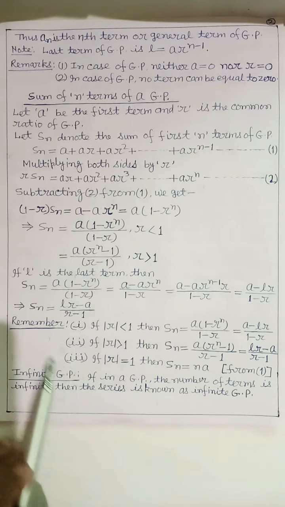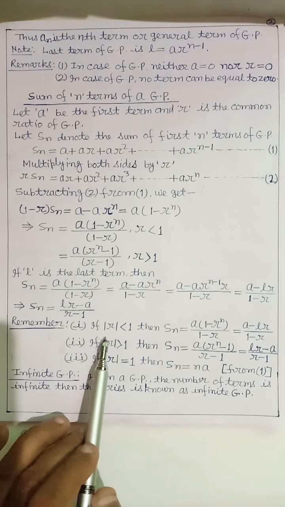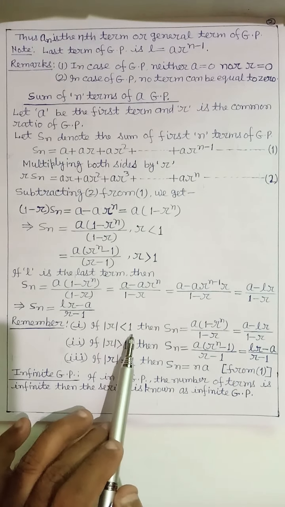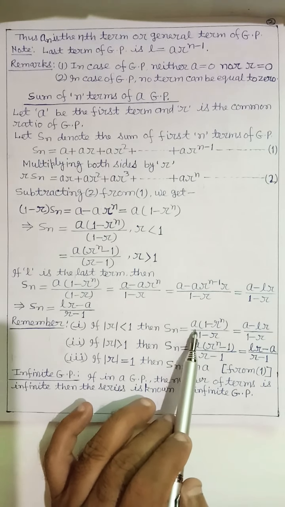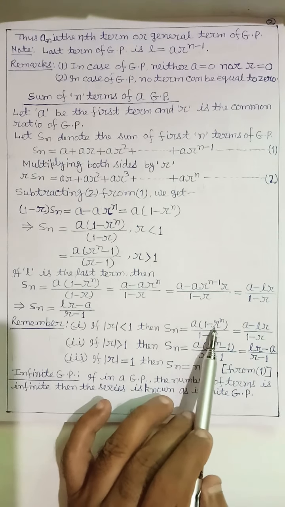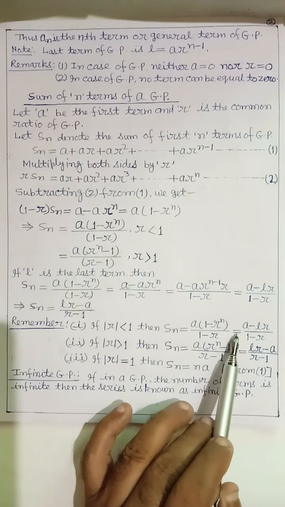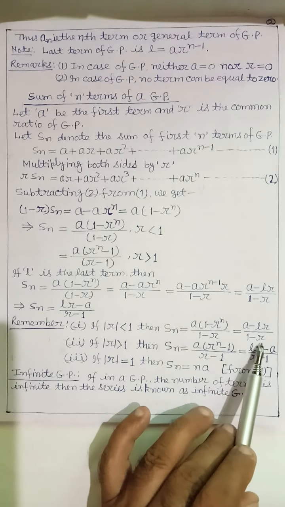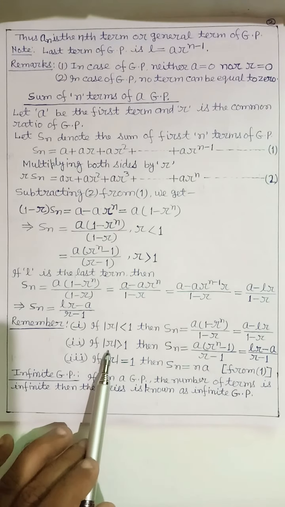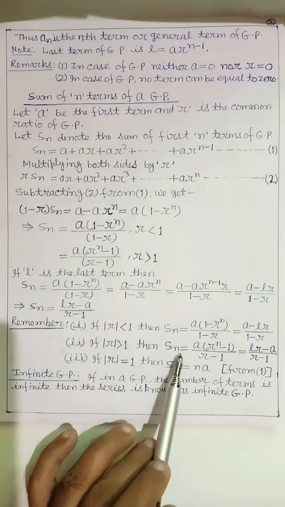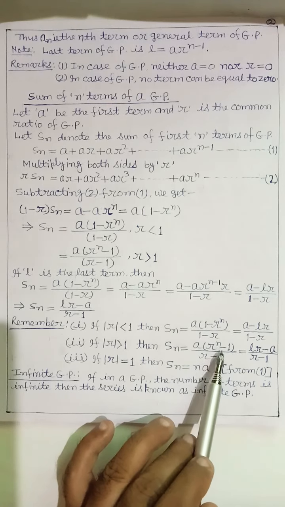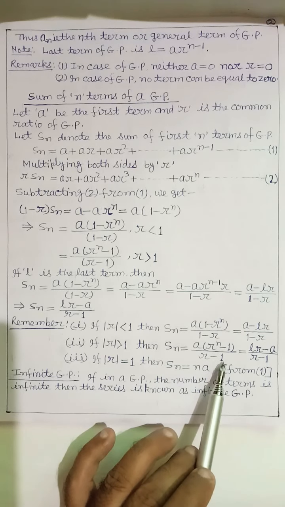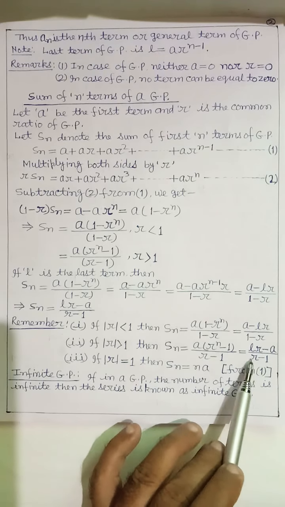There are some remarks. If mod R is less than 1, in that case we use this formula: Sn is equal to A into 1 minus R to the power n by 1 minus R, and this is equal to A minus LR by 1 minus R. If mod R is greater than 1, then Sn is equal to A into R to the power n minus 1 by R minus 1, and this is equal to LR minus A by R minus 1.